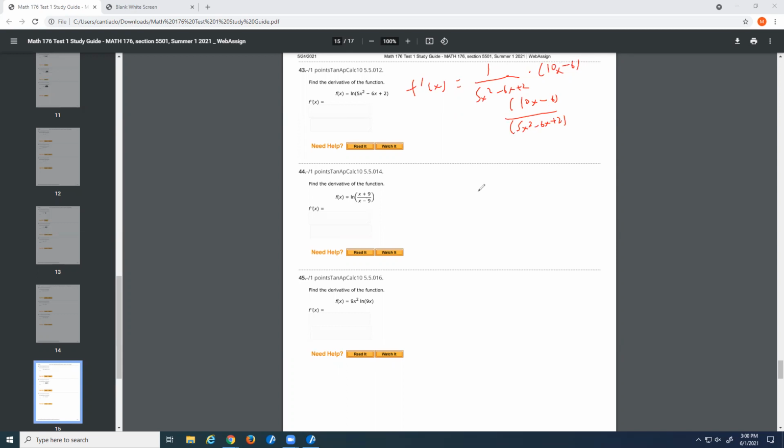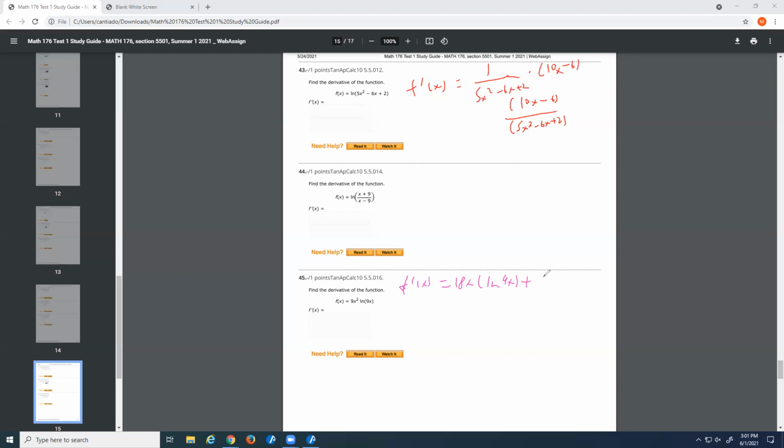All right, so that should be it for that one, and I'll go ahead and do 45 while that's still up there. Haven't changed colors in a while, we'll go back to pink. So for this, now we have a product rule with a nested chain rule. So f prime of x is going to be the derivative of the first function, which is 18x, times the second function, natural log 9x, and then add.